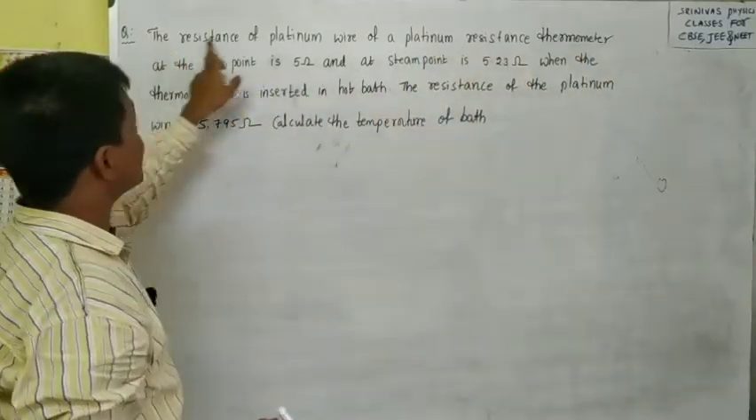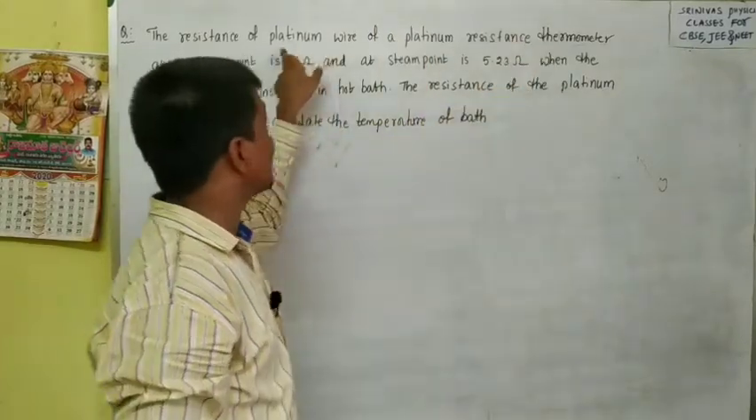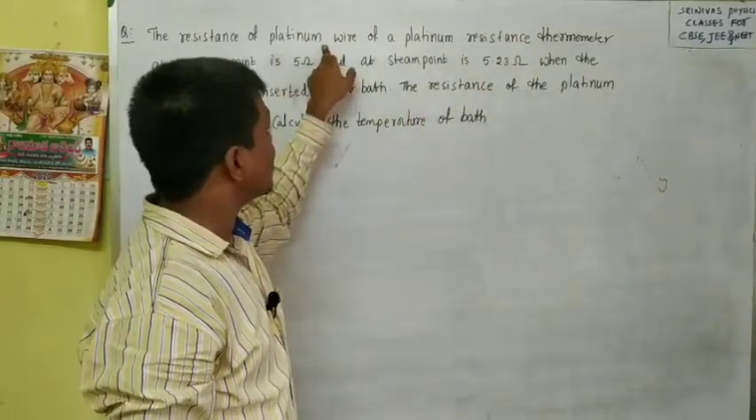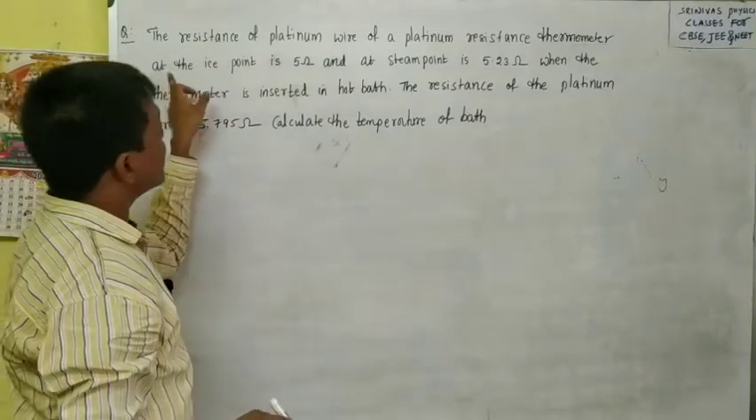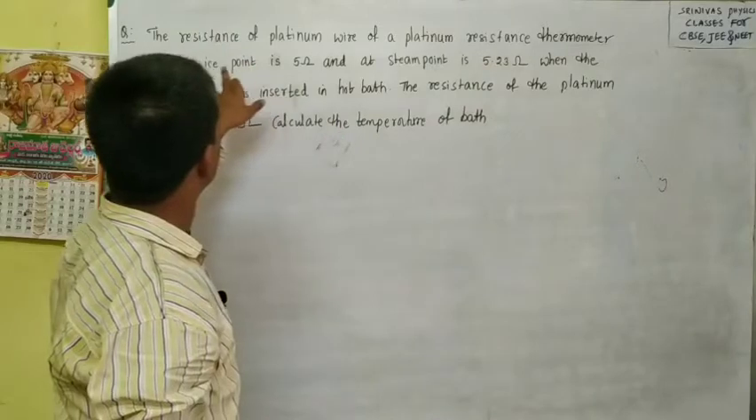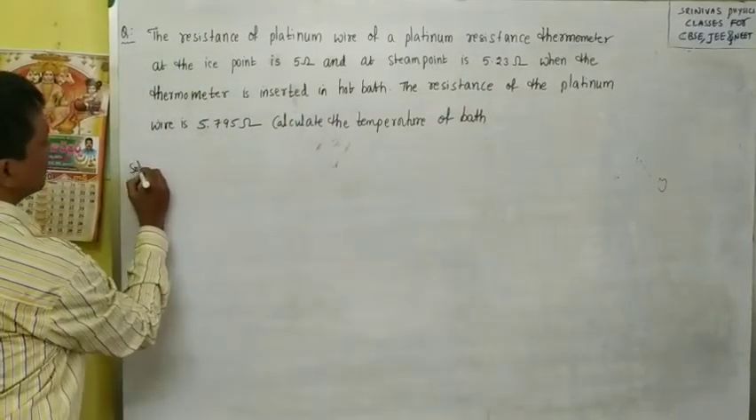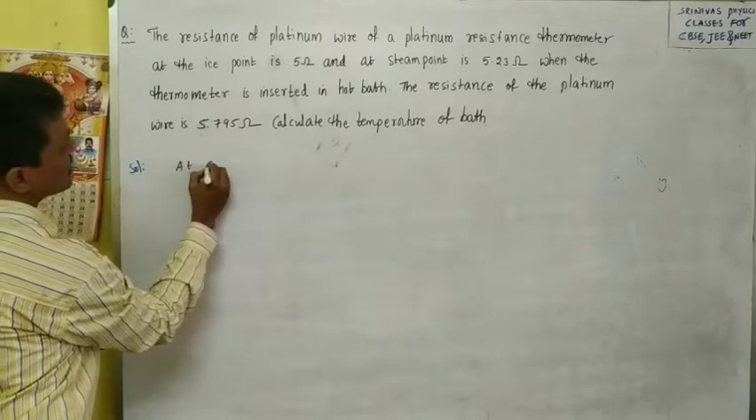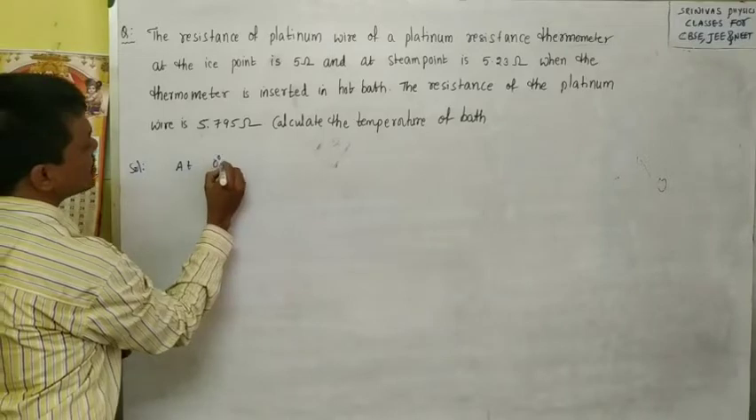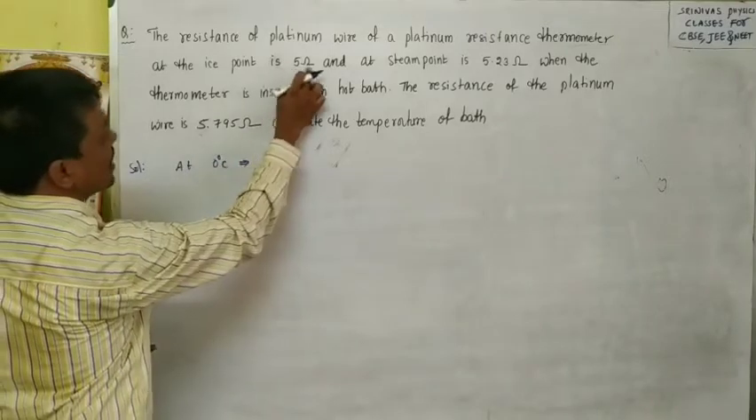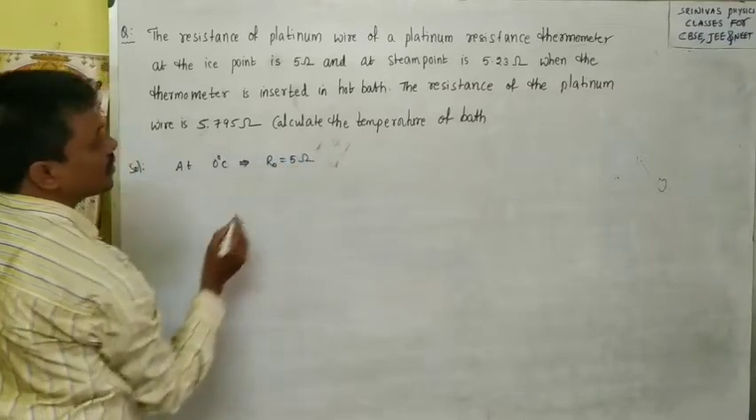Look here, the resistance of the platinum wire. In the resistance thermometer, platinum wire is used. It is a resistance wire. When the thermometer is inserted in the ice point, meaning at 0 degree Celsius, the resistance value they give, how much it is noted, is 5 ohm.